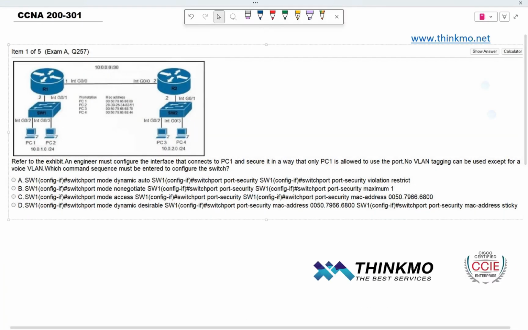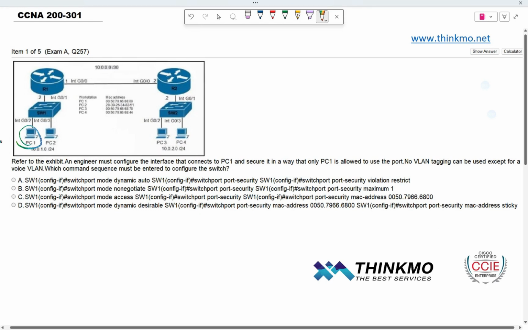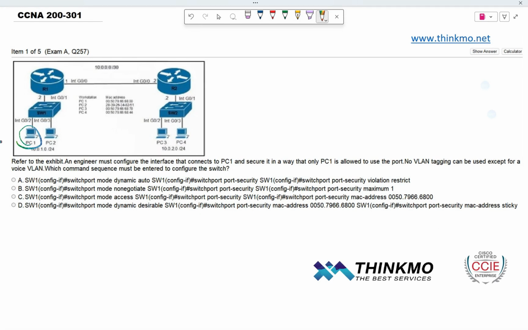For the first question, there's a diagram here, and it states that the engineer must configure the interface connected to PCON and allow PCON to use this port for secure configuration. Except for the voice VLAN, no other VLAN tags are allowed to be used. Which configuration command must be set? Actually, we don't need to go through each option one by one. Let's just look at the correct answer, which is C.